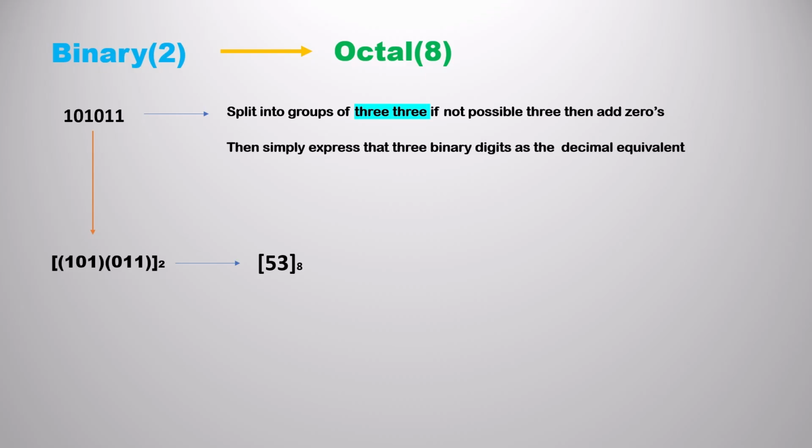According to the first point, the binary digits are grouped in threes. So 101011 has to be divided into parts of three. Then we know how to convert binary to decimal.